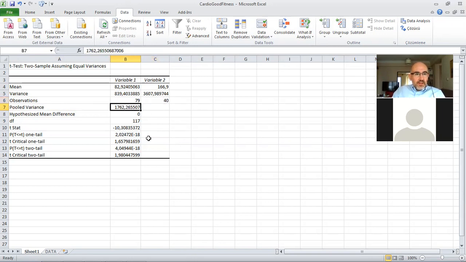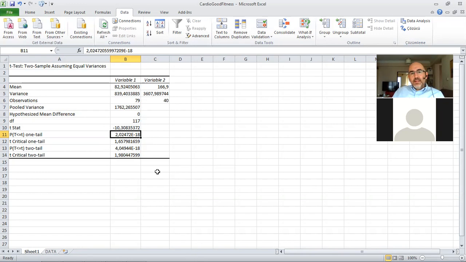The pooled variance is calculated, hypothesized difference, degrees of freedom, N1 plus N2 minus 2, of course. So the t-stat is extremely low, minus 10, and the p-value is 2 times 10 to the power minus 18, so it's like 0.0000. You can count 18 zeros, so that's very low. Again, this is clearly a reject the null hypothesis.